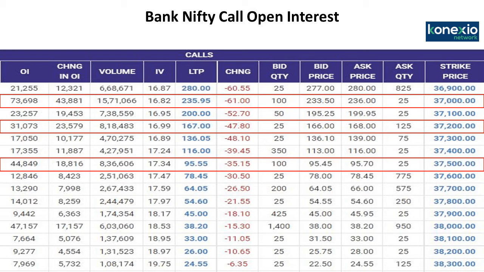The strong writing has been seen in 37,200 calls and 37,500 calls. So on the upside from these levels, 37,200 might act as a major resistance in Bank Nifty in the coming days. So definitely we might see exhaustion or profit booking coming in Bank Nifty also if there is any kind of bounce back from these levels. So those who are long in Bank Nifty should be cautious at the higher levels and should follow strict stop loss while going long in Bank Nifty.